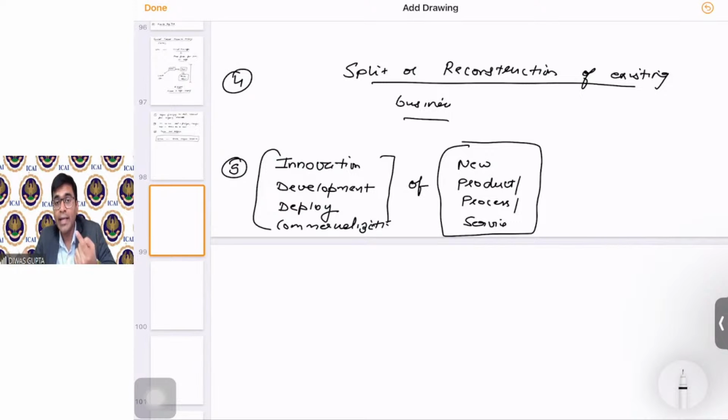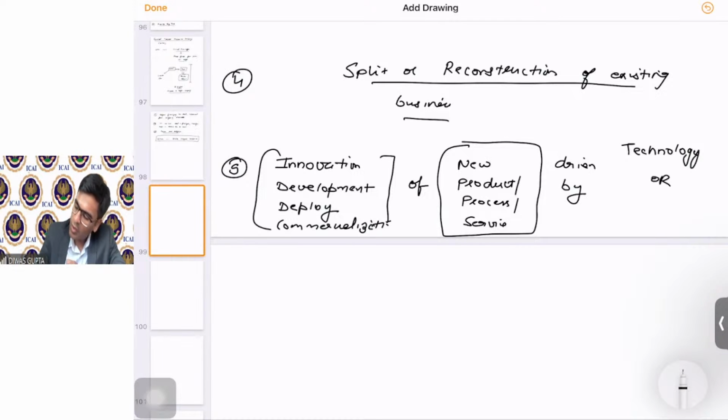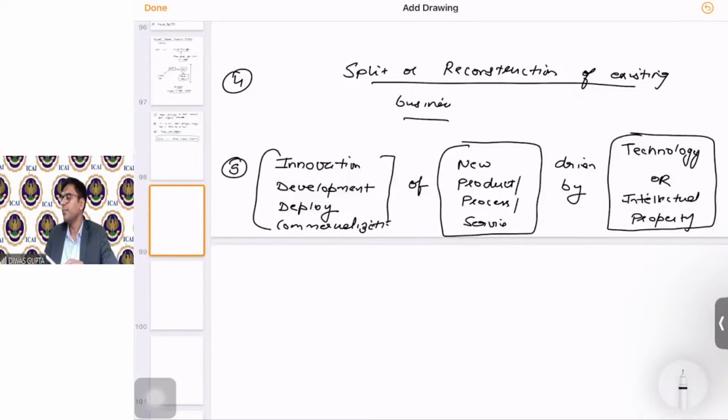A new product can come, which has a different utility altogether from the existing products in the market. A new process has to come, or a new service has to come. A new product, process, or service which is not existing in the market, which has to be driven by technology or intellectual property.